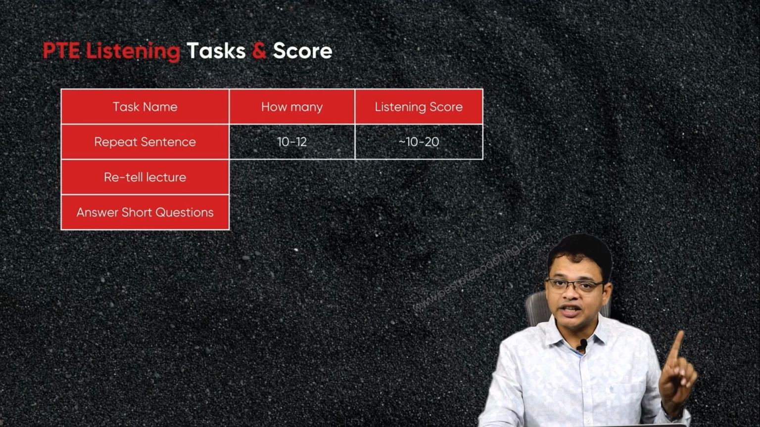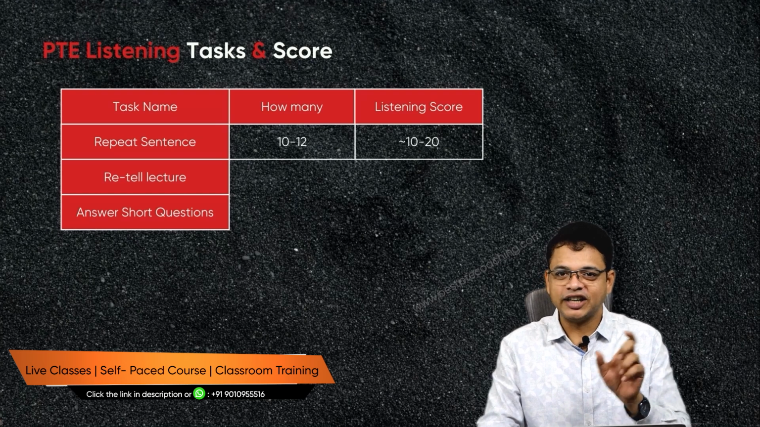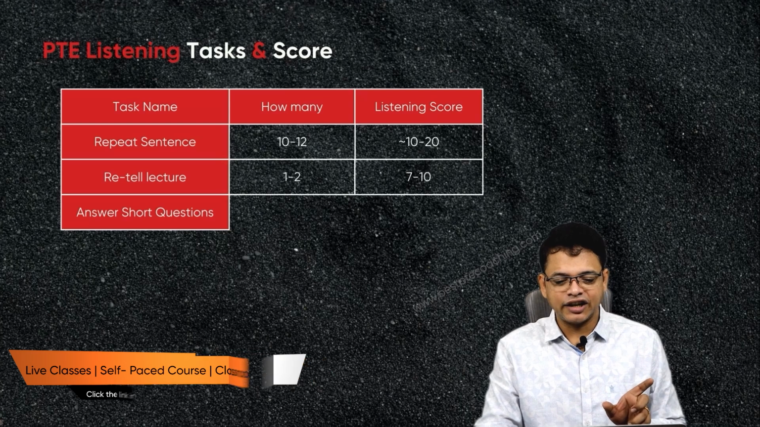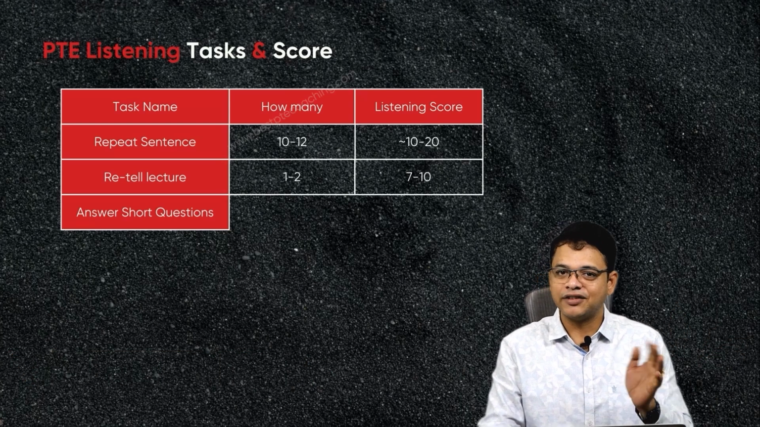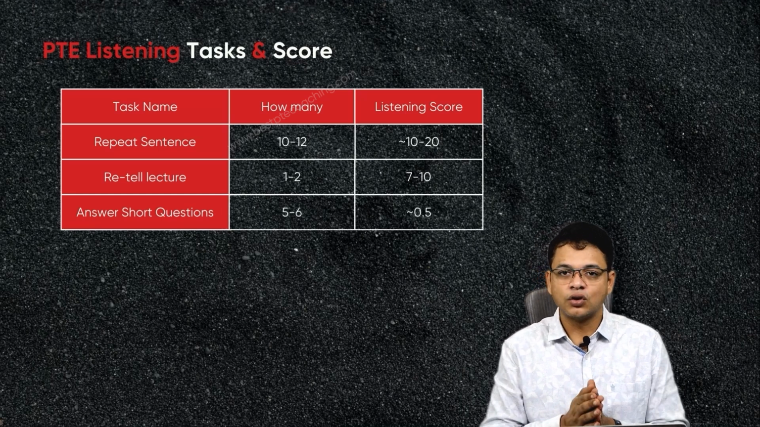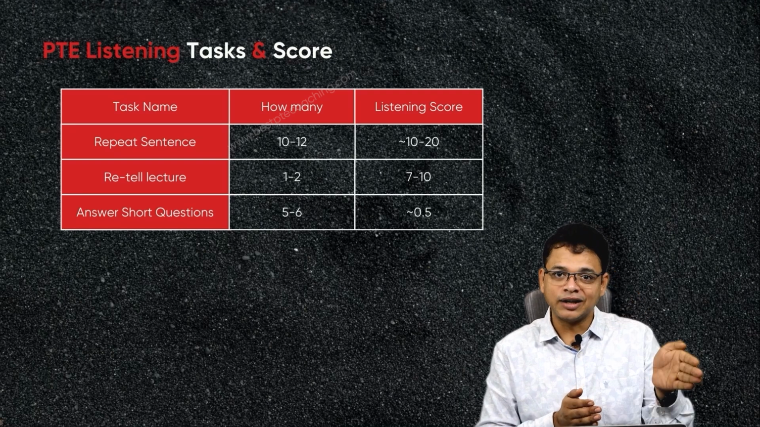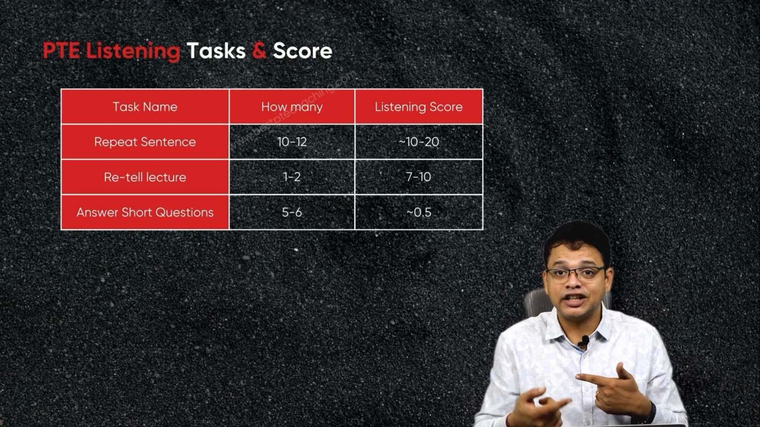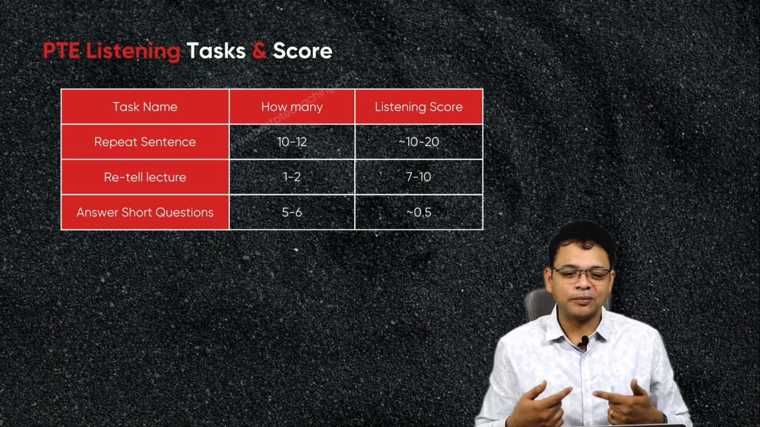Okay. So repeat sentence, which is a task from speaking, gives you approximately 20 marks to your listening. And then retell lecture again, which is a task from the speaking module, gives you about how many marks? 7-10 marks in listening. And answer short questions hardly gives any score. So if you have to get 100% score in the listening module, you have to do well in the listening module. You have to also do well in the speaking module, especially these two tasks, repeat sentence and retell lecture. Then you can get a good score in the listening module.